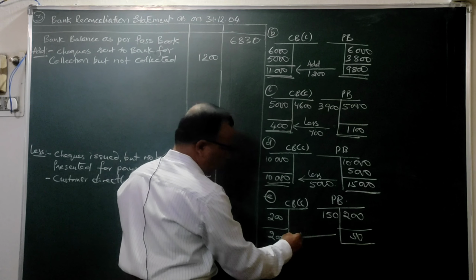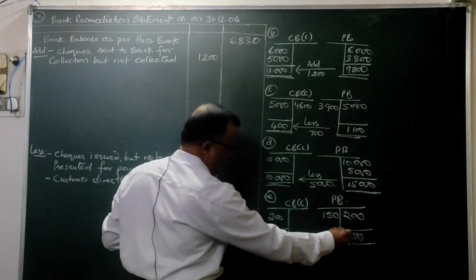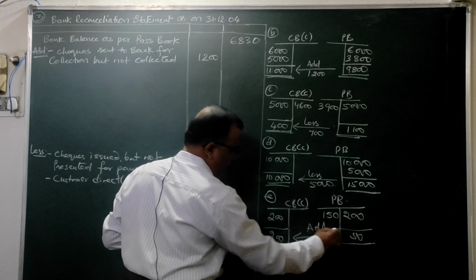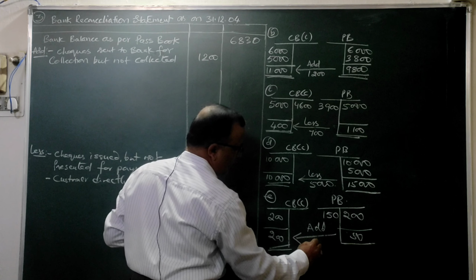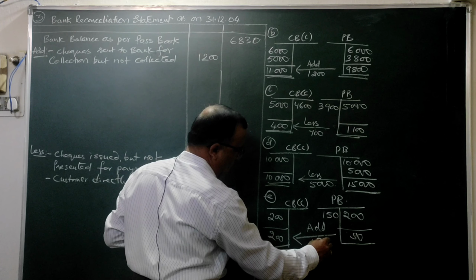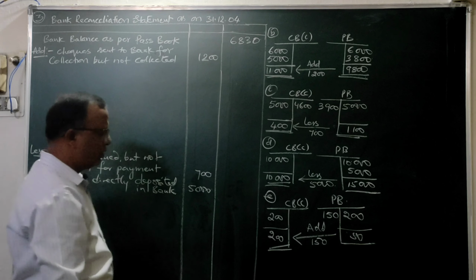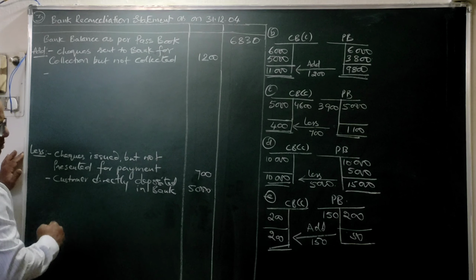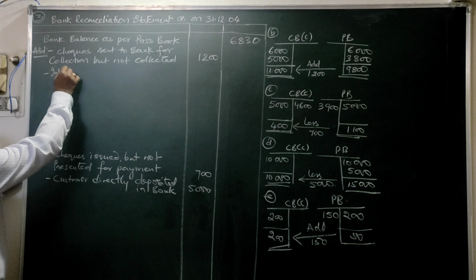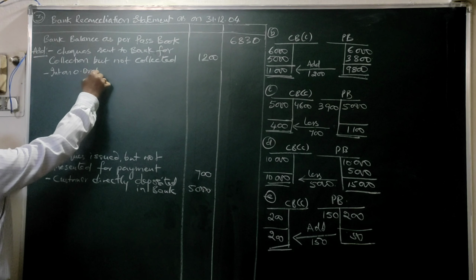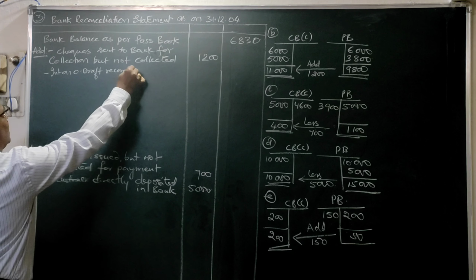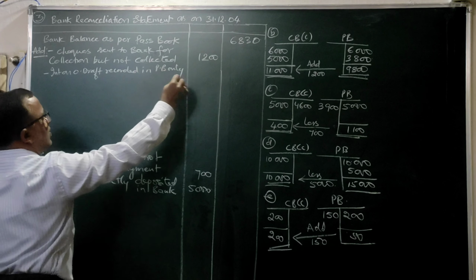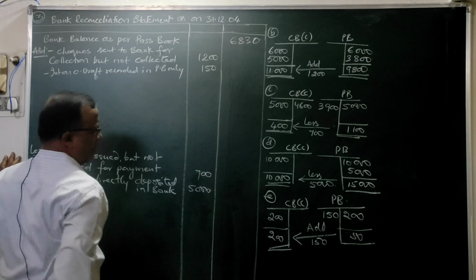So the cash book will be showing 200, whereas the passbook will show 200 minus 150, which is 50. So what should we do? 50 should be converted to 200. So to this we should add. How much should we add? 200 minus 50, that is nothing but 150. So 150 we should add. Below add, what should we write? Interest on overdraft recorded in passbook only, 150.